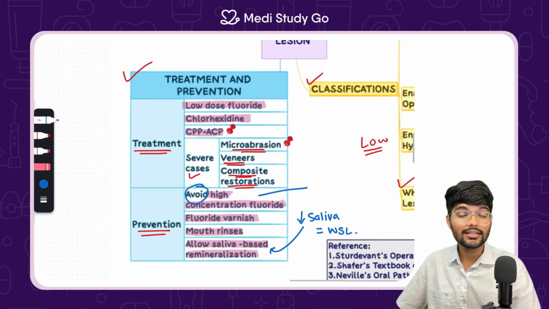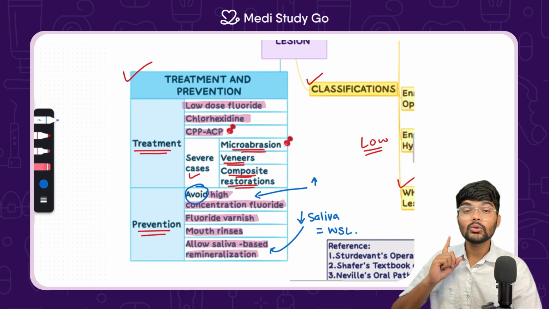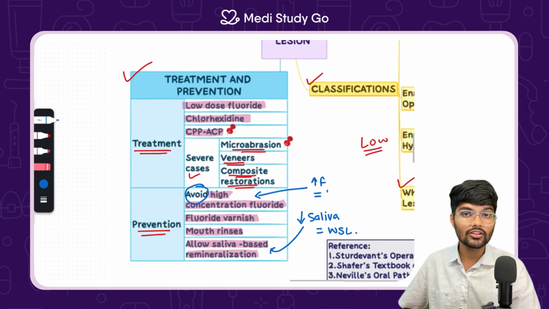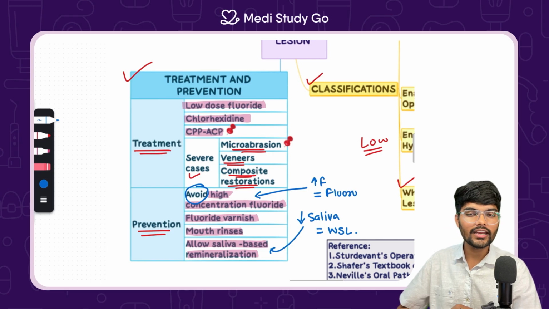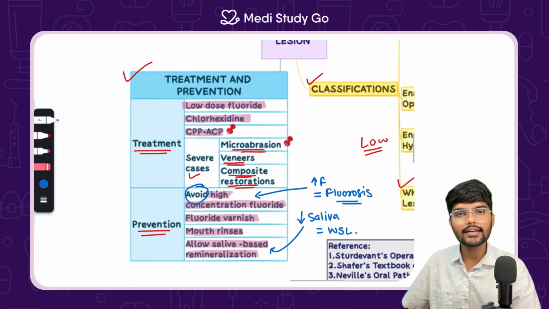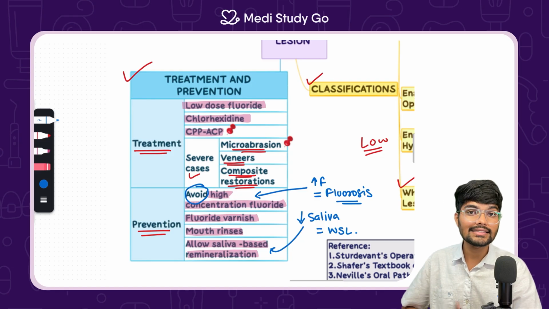And one of the important things which you need to note here is that you have to avoid high fluoride concentration. It is also very important to note that fluoride is related to caries depletion, but avoid high concentration of fluoride, because we saw that the first step is fluorosis, which is a result of high fluoride content.